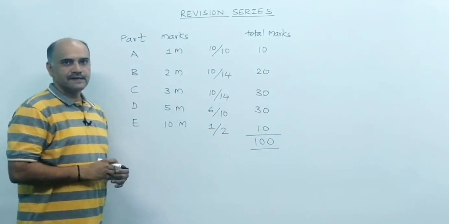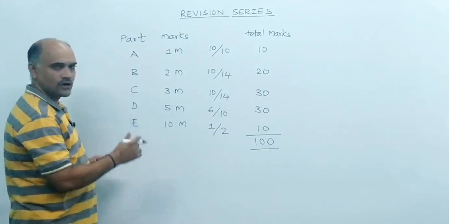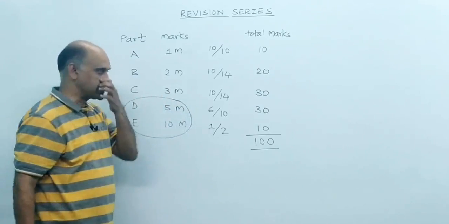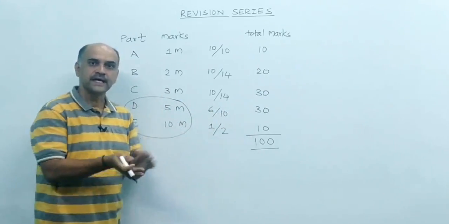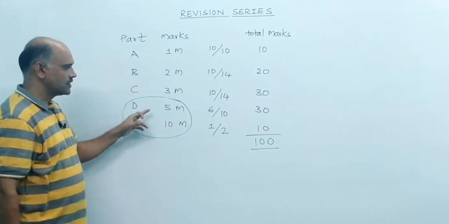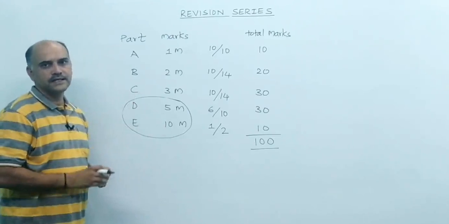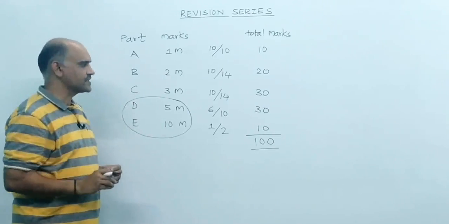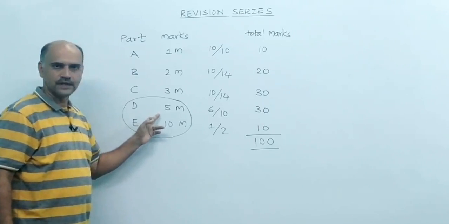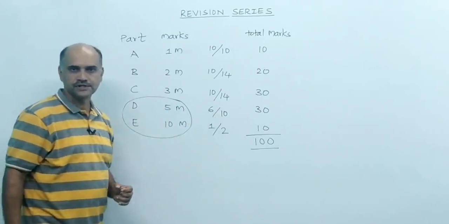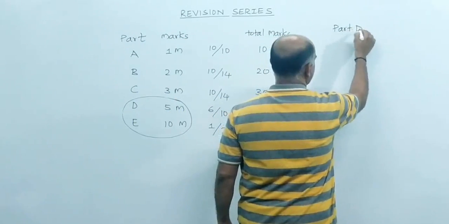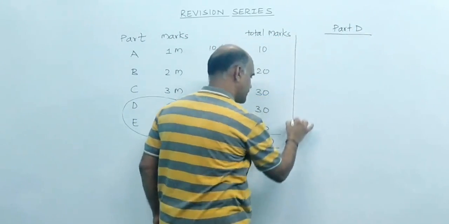Now in this revision series I will be concentrating on these 2 parts where you can have maximum score. Then later on the 3 marks section. So students, in part D section it is fixed that questions will come only on these topics. There will be 10 questions.